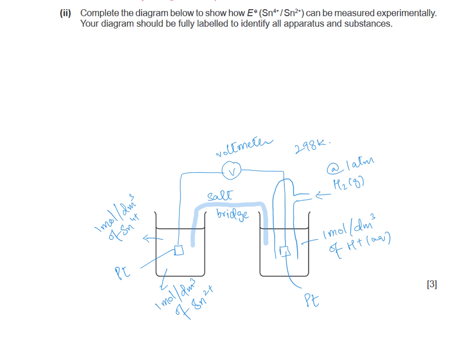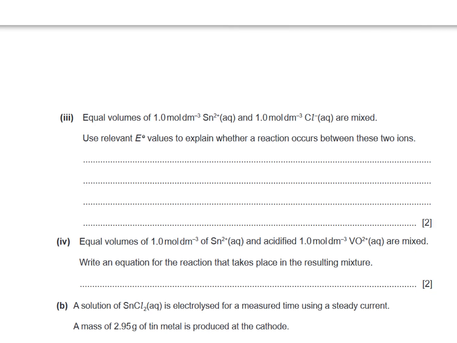Yeah, I think so. I have labeled, if I am forgetting anything: salt bridge is there, voltmeter, hydrogen gas, platinum electrodes, concentration, and the platinum electrodes. Yeah, we are done. We are having 3 marks for this part. Okay, let's move to the next question, next part actually.